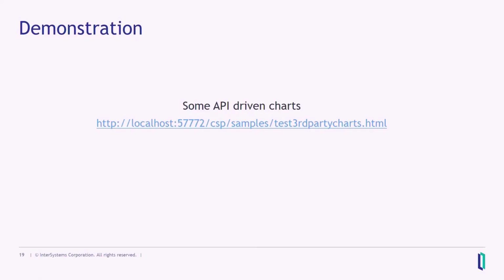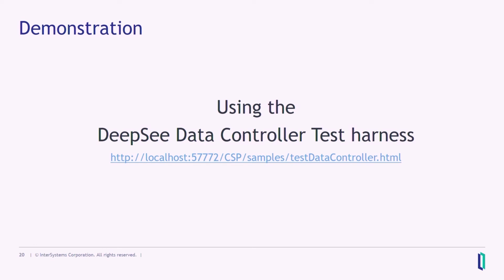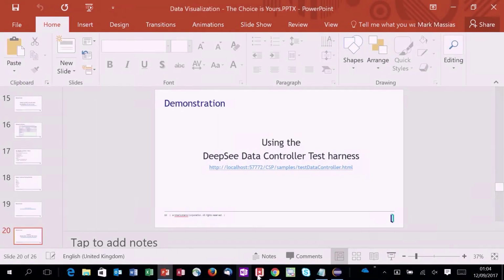So that's a view of the third-party charting capabilities using amCharts and D3. The next thing I'm going to show you is a test page on top of the data controller. And as I said before, the data controller is a layer of abstraction on top of the result set that allows you to do things like drill down into data, drill through, and so on. So let me open up the test page for the data controller, which is over here.